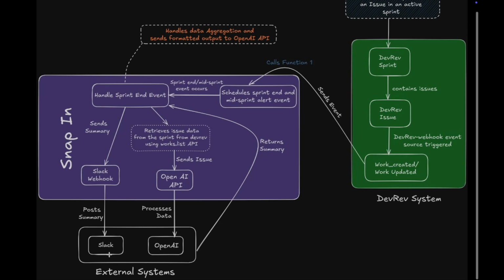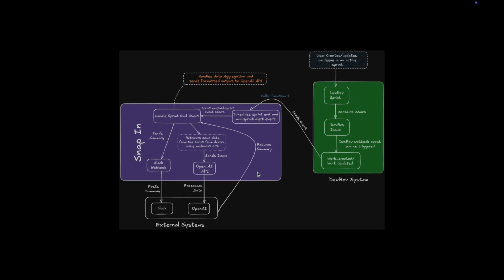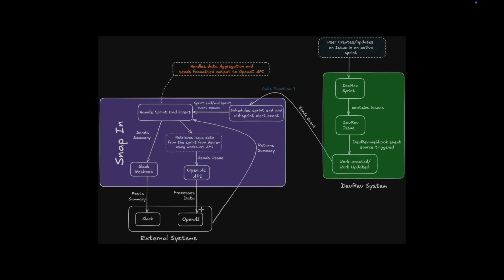In essence, the Snap-in seamlessly bridges DevRev, OpenAI, and Slack, automating sprint management and empowering teams with actionable insights. This efficient workflow saves time, reduces manual effort, and ensures every sprint delivers value.